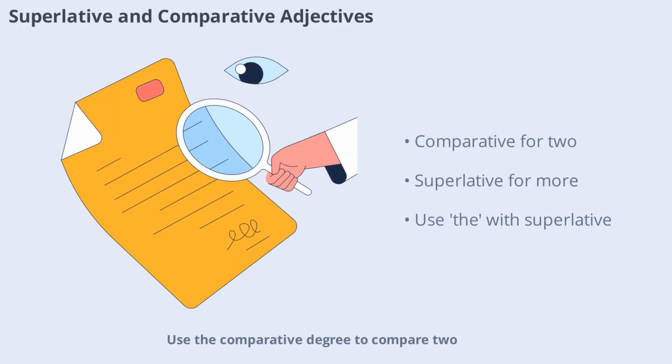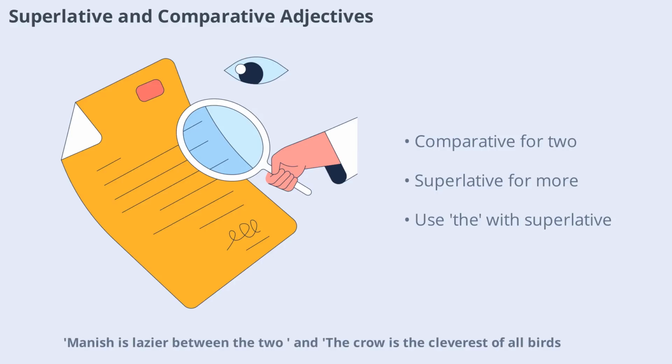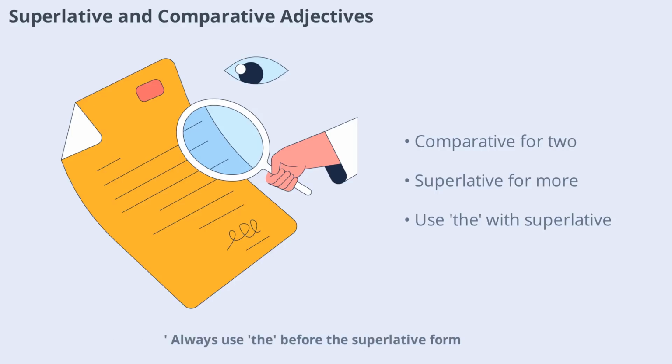Use the comparative degree to compare two nouns and the superlative for more than two. For example, Manish is lazier between the two, and the crow is the cleverest of all birds. Always use 'the' before the superlative form.